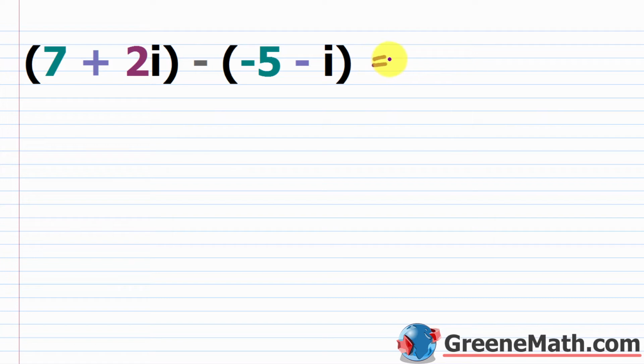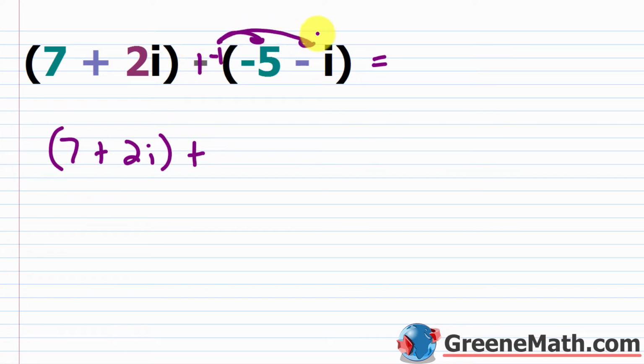So you can do this as addition of the opposite if you want. So I'm just going to go ahead and say this is 7 plus 2i, okay? I'm going to say plus, and I'm going to change the sign of everything inside. It's just like if I put a plus here and a negative 1 outside and distributed this to each term, okay? That's all I'm doing. I think it makes it a little bit simpler.